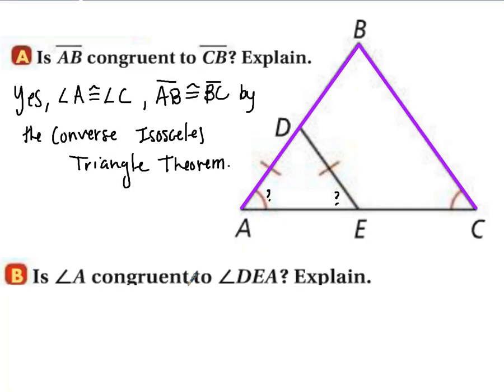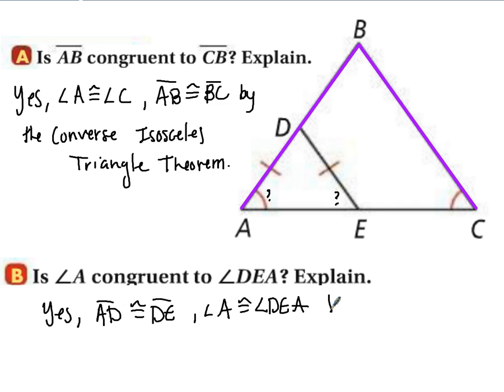So we can say that yes, angle A is congruent to angle DEA. And we know that because AD is congruent to DE. So that means angle A is congruent to angle DEA by the isosceles triangle theorem. So all we're doing is we're looking for sides that are congruent or angles that are congruent.